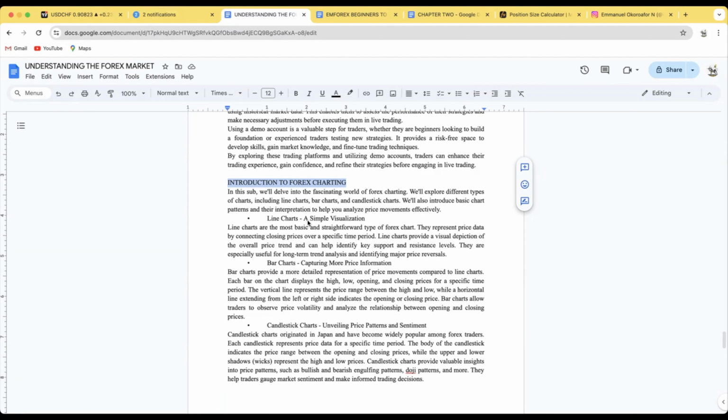Okay, the line chart is a simple visualization. A line chart is the most basic and straightforward type of Forex chart. It represents price data by connecting closing prices over a specific period of time. A line chart provides a visual depiction of the overall price trend and can help identify key support and resistance levels.